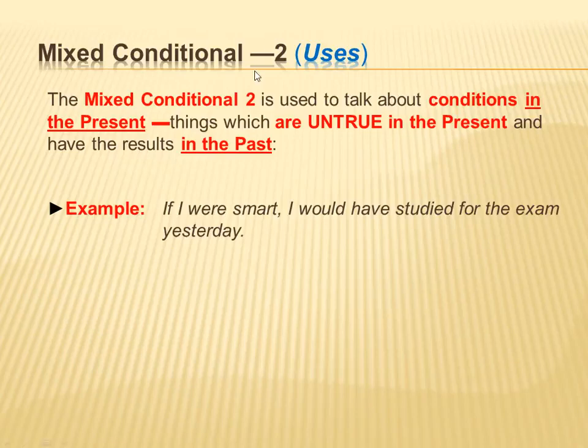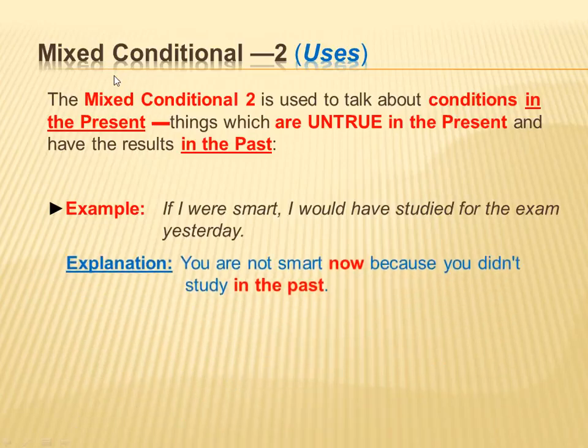And you have to do this one again. You will know, you have to apply the mixed conditional. It talks about the condition in the present day. It means the condition now, and things which are untrue in the present and have a result in the past. If I were smart, I would have studied for the exam yesterday. The explanation: you are not smart now because you didn't study in the past.